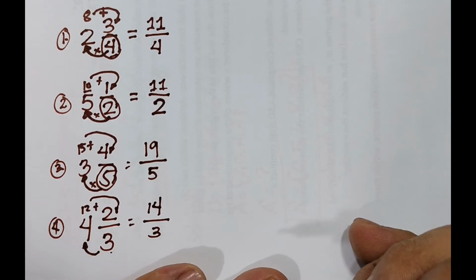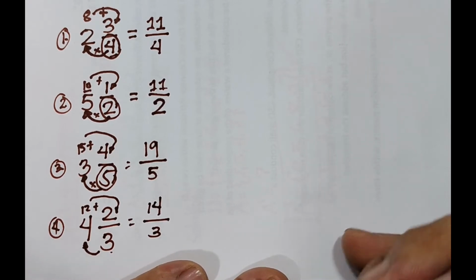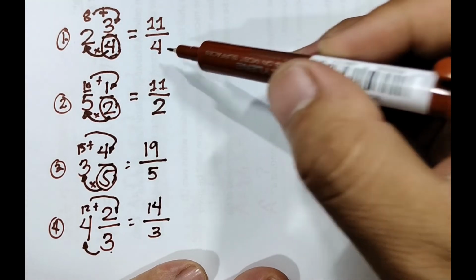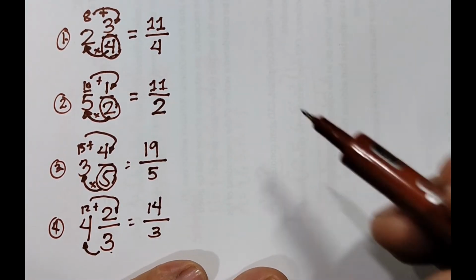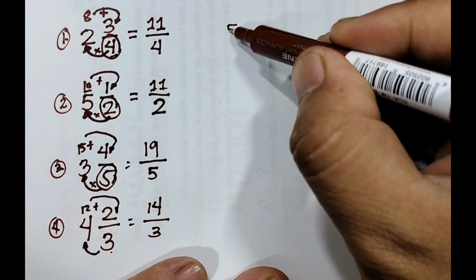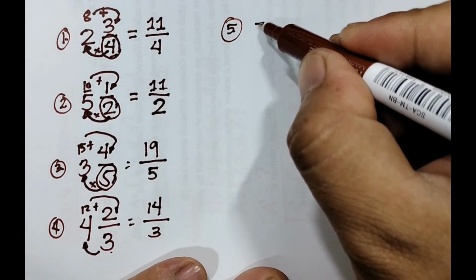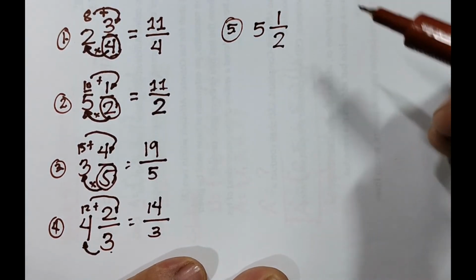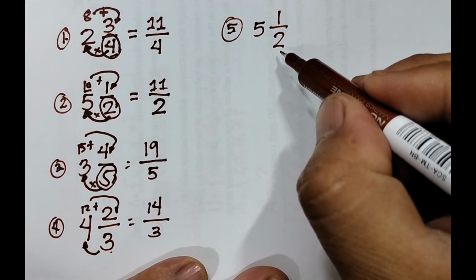So when we say improper fraction, the value of the numerator is greater than the value of the denominator. Next, we have number 5. We have, for example, 5 and 1/2. I-change natin yan into improper fraction.